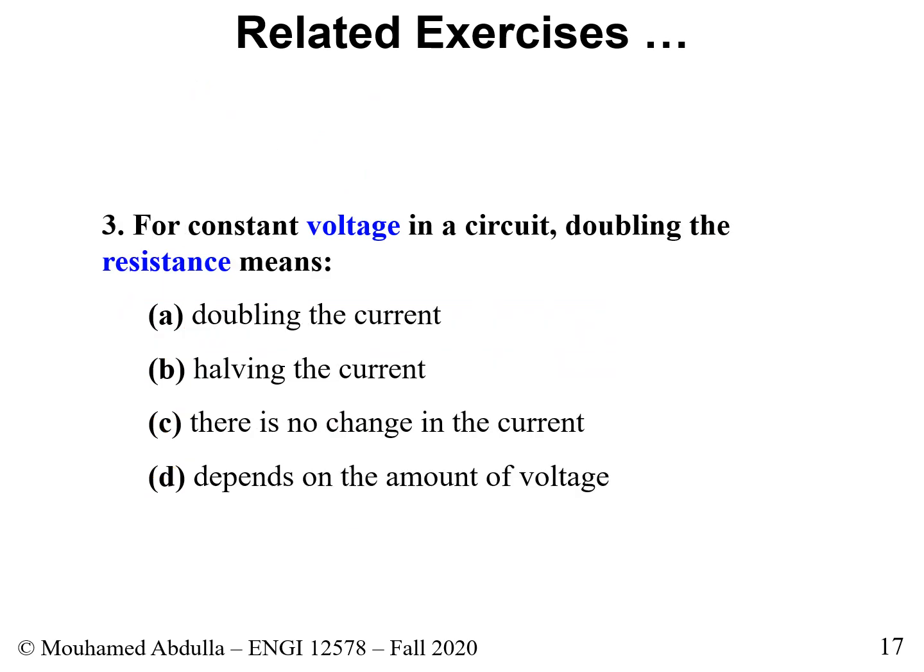Next question: for constant voltage in a circuit, doubling the resistance means what? Maybe we could just write the equation. Ohm's law, V is equal to Ri. If we double the resistance, this suddenly becomes 2R. Doubling the resistance means what?